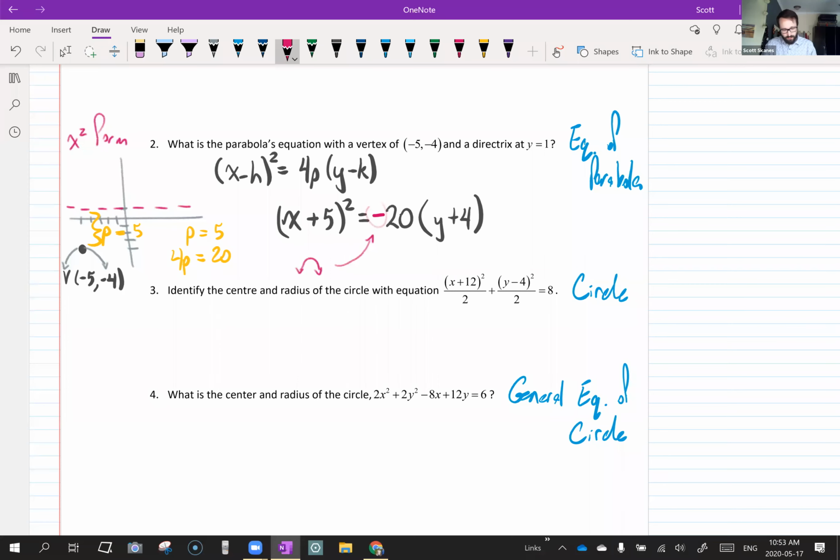And as a side note, I'm going to write down P is the distance from vertex to directrix, but also from vertex to focus. I could give either one, it doesn't matter. For example, for one section of this class, I gave the directrix. For the other section of the class, I gave the focus. It's the exact same thing. They both tell you the same information.